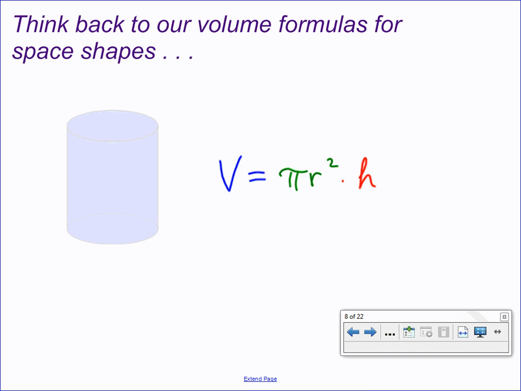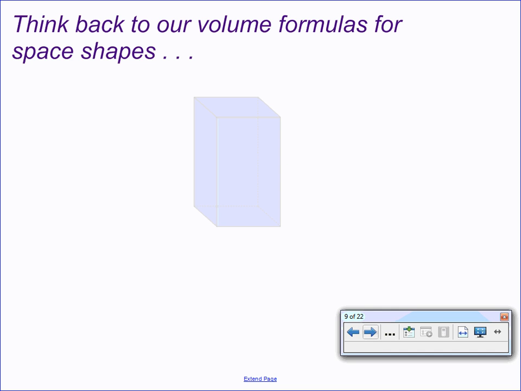Wonderful. So pi r squared would be the area of the base in this cylinder, and then my height h would be the height of that cylinder. Awesome. Raise your hand if you had the same thing. Perfect. Let's go ahead and consider if we had a square prism.